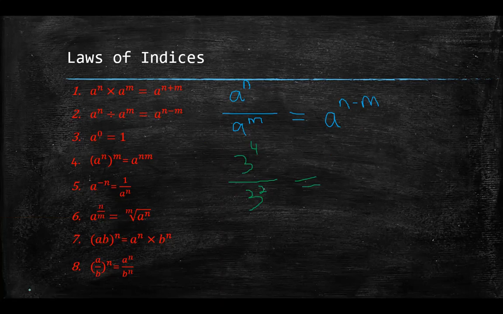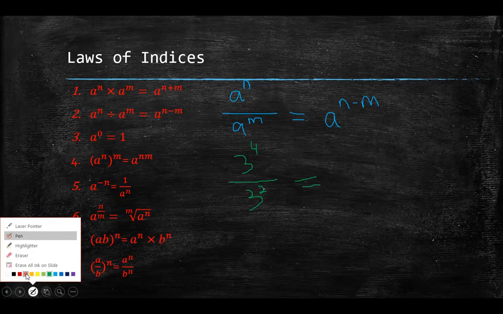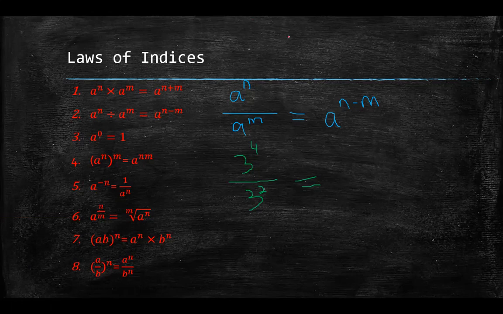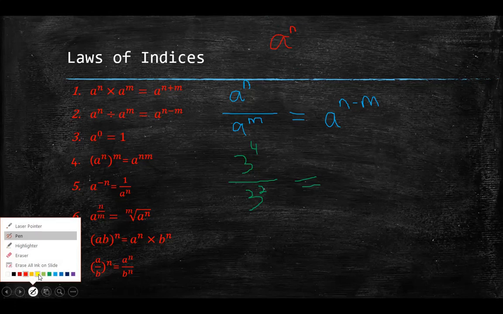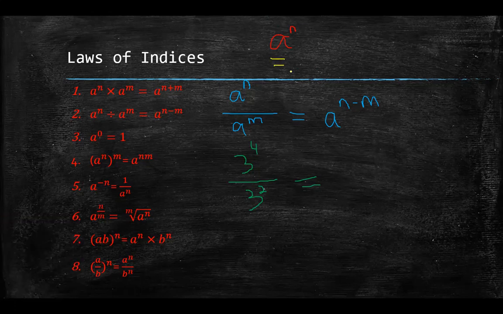Remember, bases must be the same. Okay. And this is that a is called the base. So bases must be the same. In this case, the base is 3 and 3. So okay, now that I know that the bases are the same, I know that I could apply this rule.